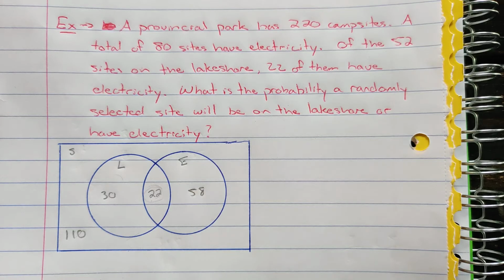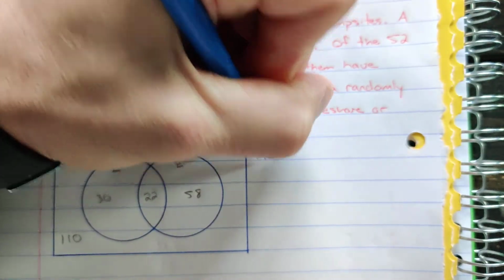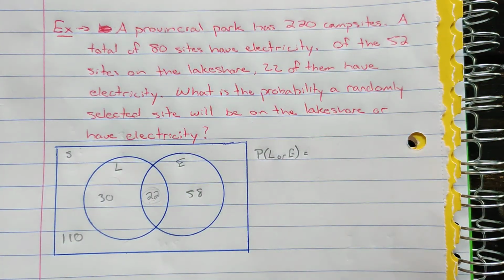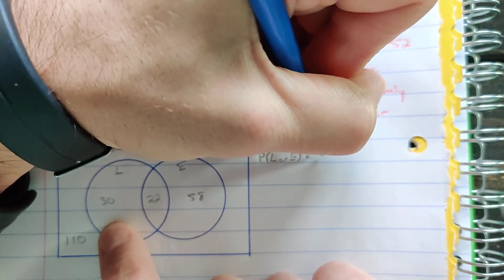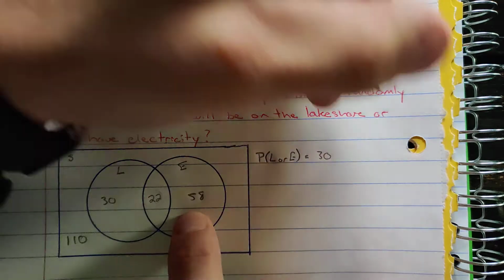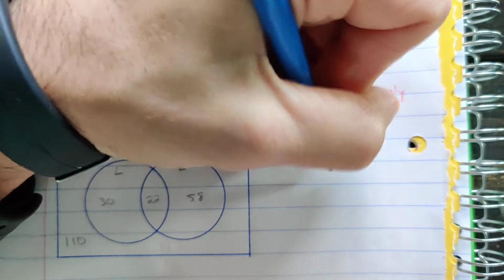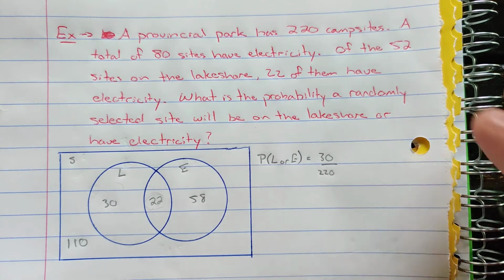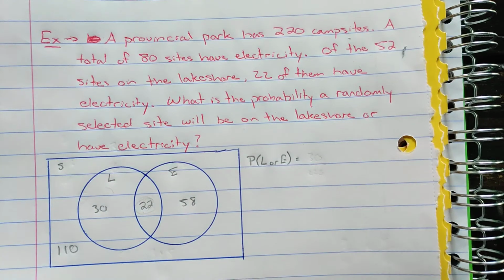Now, when we're working with a probability of one or the other happening, we'll take a look here. The probability of lakeshore or electricity is equal to, well, the probability of being on the lakeshore is 30, and we're going to do over 220. Sorry, I'm messing that up. Let me show you the better way with this, that doesn't use the diagram.